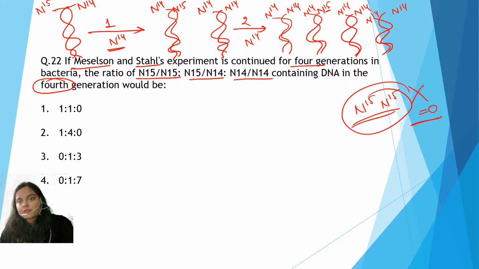Only one strand. In the third generation also, this N15 strand will be there. It will be forming N14, N15 DNA, and the rest all the N14 type will be forming N14 DNA. Now in the fourth generation again, you are left with only one strand of N15, but rest all the DNAs are of N14 type.